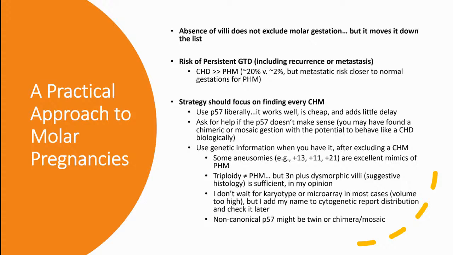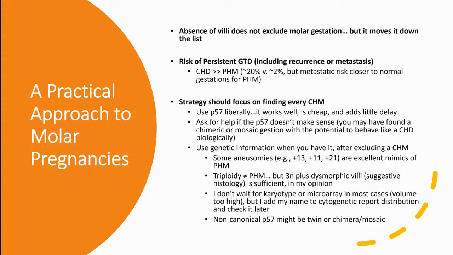The other thing to keep in mind is triploidy does not equal partial mole because we have digynic triploidy. But if you have triploidy plus dysmorphic villi, in other words, suggestive histology, I think that's sufficient for the diagnosis of partial mole, in my opinion. Particularly these days where they don't follow the patients as intensively or for as long. I don't wait for karyotype or microarray in most cases.